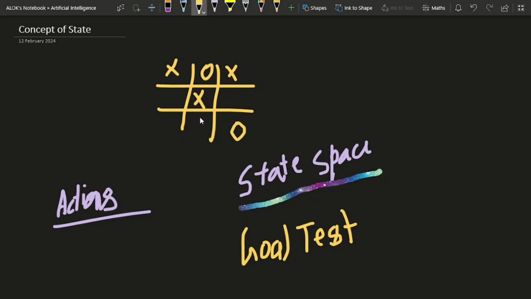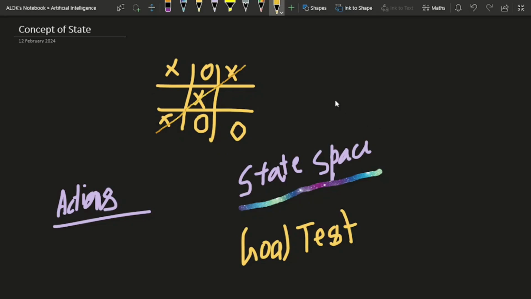So again, the O player can make choices available to him. Suppose he chooses this. Now, again, there would be checking done. Is this the goal state? No, it's not the goal state. So again, X will have choices to make, will have a set of actions available to him in the particular state, whether he can mark X over here or over here or over here. So if he marks X over here, again, the condition would be checked. Is it the goal state? Now it is the goal state. We have reached the end of our game.